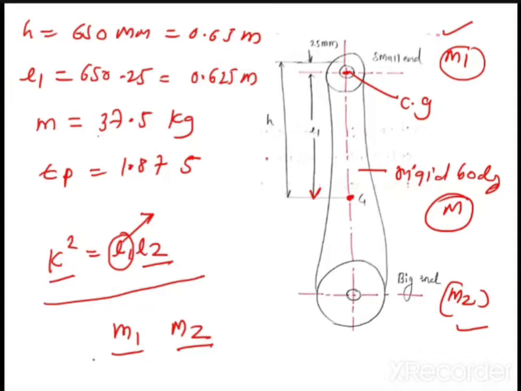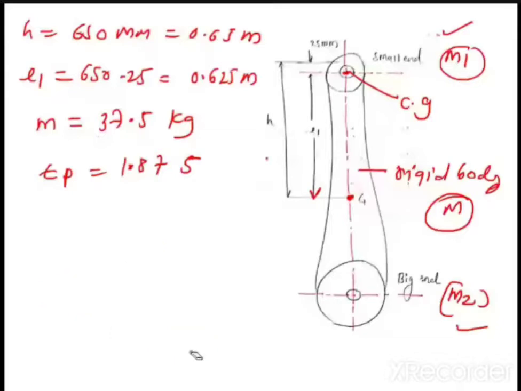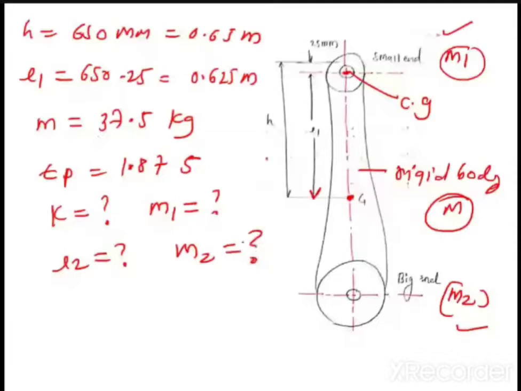So basically for the system to become dynamically equivalent, you have to find out first of all K. L1 is given, then you will find L2 and then you will get M1 and M2. So now I have to find out K, I have to find out M1 and L2 and I have to find out M2 so that the system is dynamically equivalent. Very very important. मला सांगा बाळांनो, तुम्हाला हे क्लिअर झालं का?